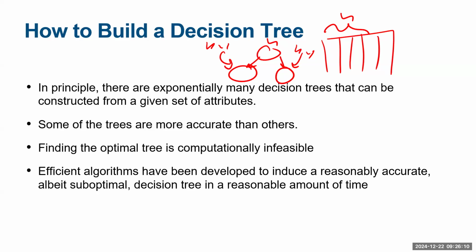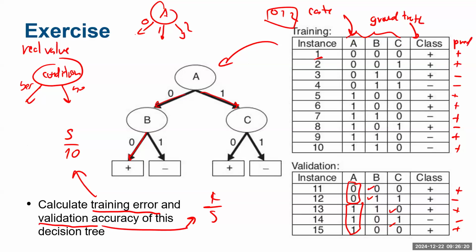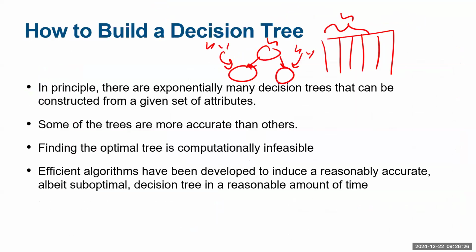And not all the trees are the same. Some trees are more accurate than the others, and we can evaluate that, because we just evaluated it just now. If we have the tree, we can check the accuracy. That's very simple. But finding the optimal tree is computationally infeasible. So you will never find the tree that gives you the best accuracy.